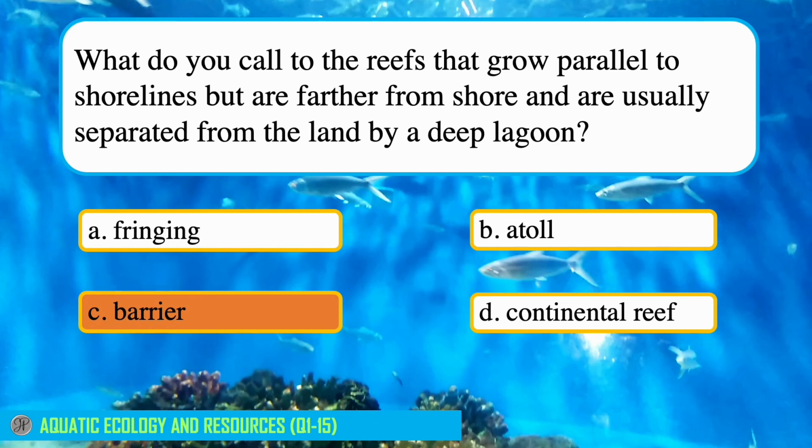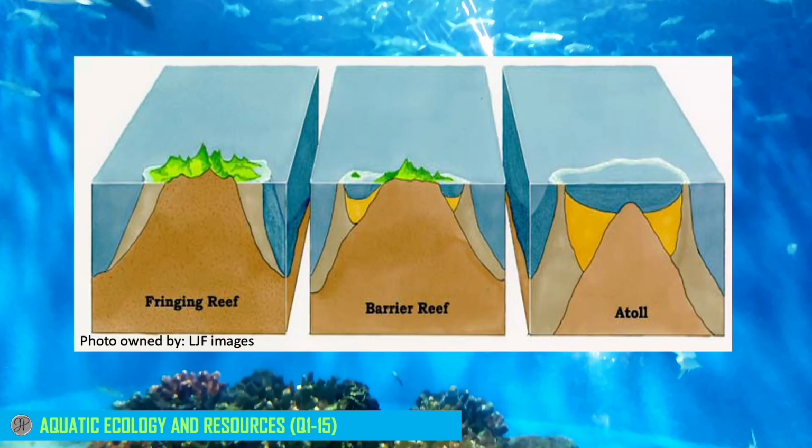For this question, the answer is letter C, barrier, and we don't have a continental reef. According to the National Oceanic and Atmospheric Administration, there are three main types of coral reefs. The most common type of reef is the fringing reef. This coral reef grows seaward directly from the shore. They form borders along the shoreline and surrounding islands.